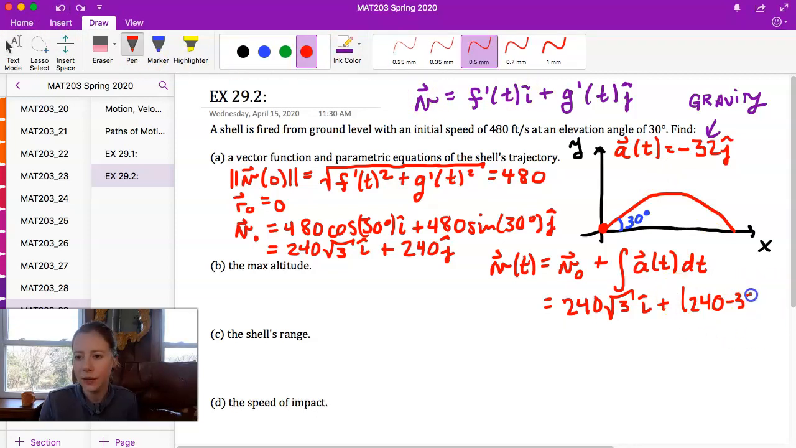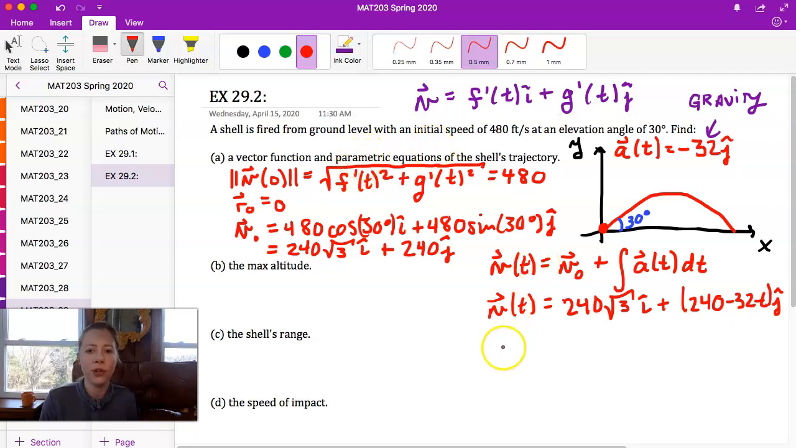Minus 32t. And that's going to give us j hat. So our velocity as a function of time is going to be 240 times the square root of 3 i hat plus (240 minus 32t) j hat. All right, we're almost there. We just need to find the parametric equation for the shell's trajectory.